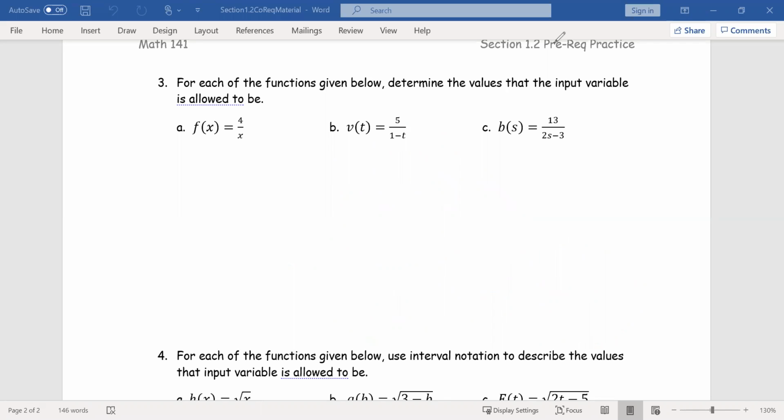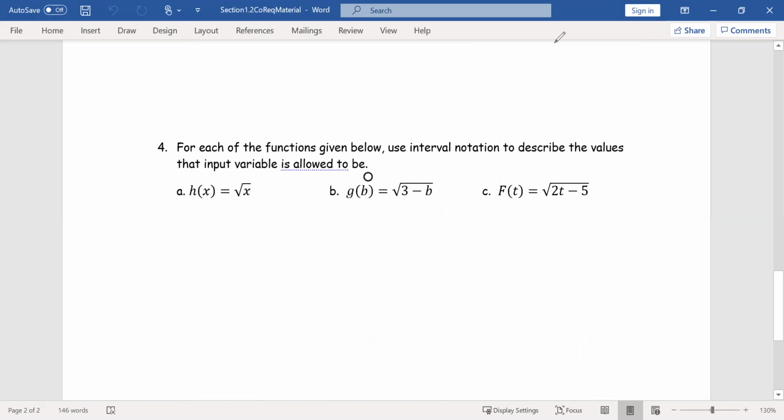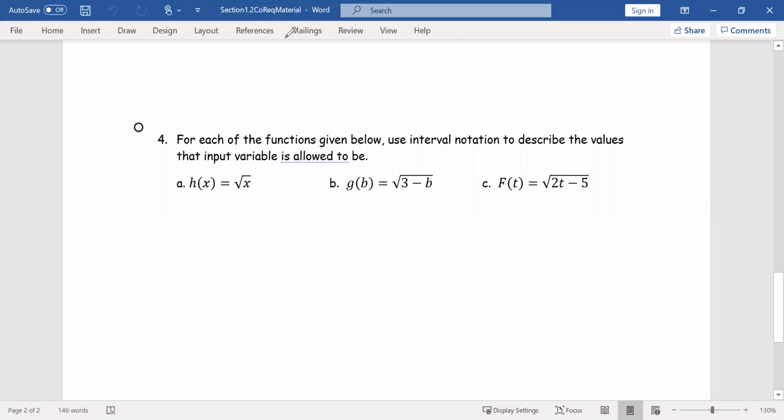All right, one more example. Here we have some functions involving square roots. And just like below, we want to figure out what values the input variable can be. Now with the square root, the restrictions are about what can be under the square root. And we know that negative numbers are not allowed under square roots.